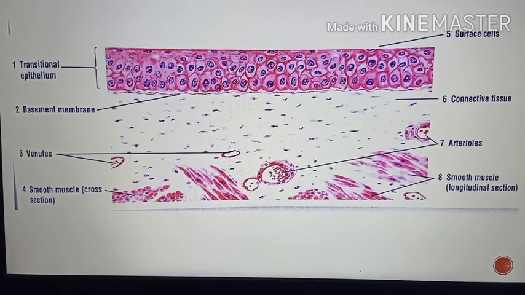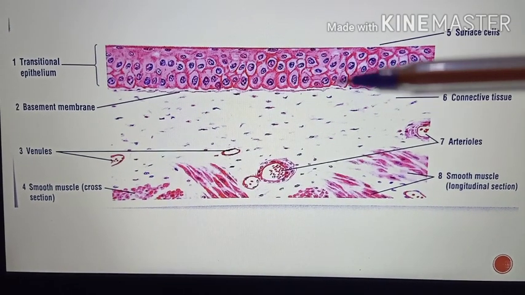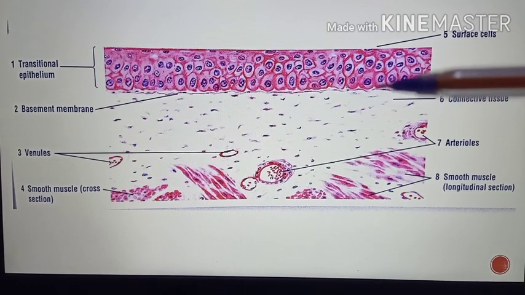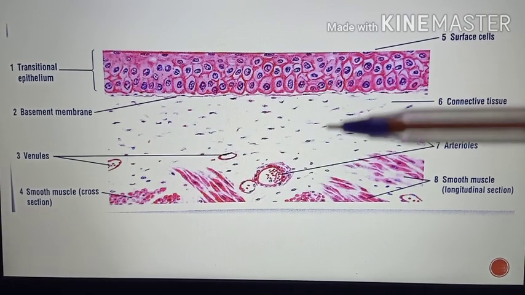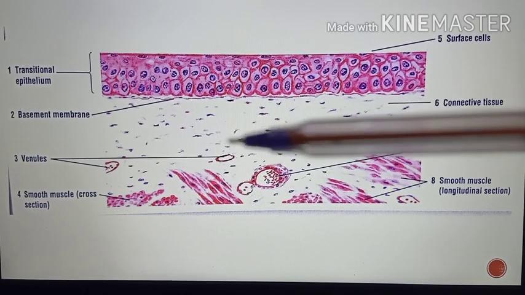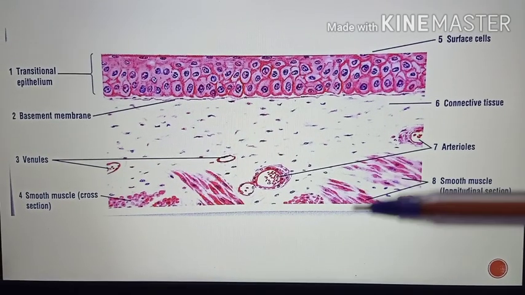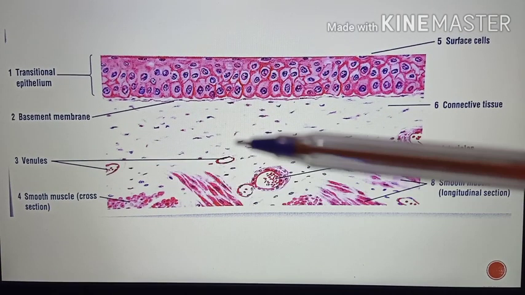Then below the basement membrane, so here you are having the basement membrane where the cells are located. So below that, this is the lamina propria. So this lamina propria is made up of connective tissue, and also you can see few blood vessels which are present in it. Coming to the muscle layer. The muscle layer is a very large layer which is made up of smooth muscle. The muscle layer is also called as detrusor muscle.